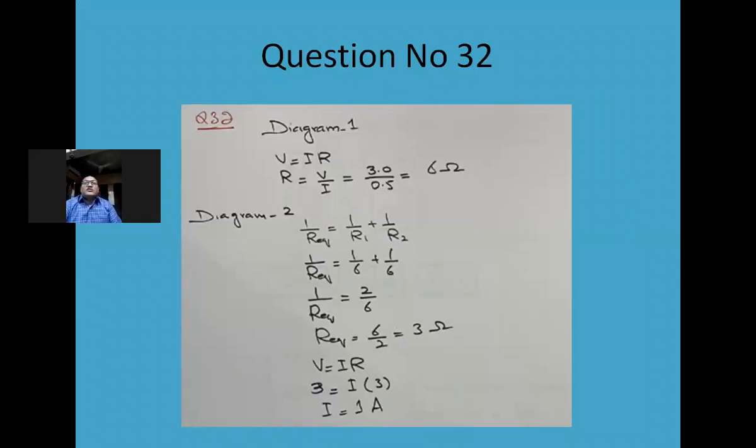So that R equivalent will be equals to 6 by 2, and that will be 3 ohm. So the resistance in the second diagram will be 3 ohm. So according to the formula, V is equals to IR. So V value is still 3 volt. R value is also 3. So I is the question. So I will be equals to 3 divided by 3, and that will be 1 ampere.